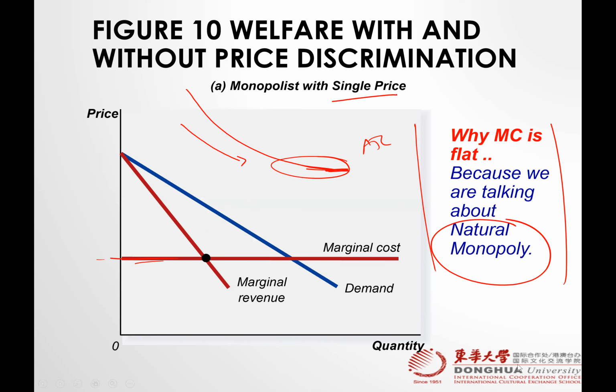Just to make you understand, we need to produce here, but we are producing here, so this is a hole. And this much is the deadweight loss, right? Let me just give you the idea here.